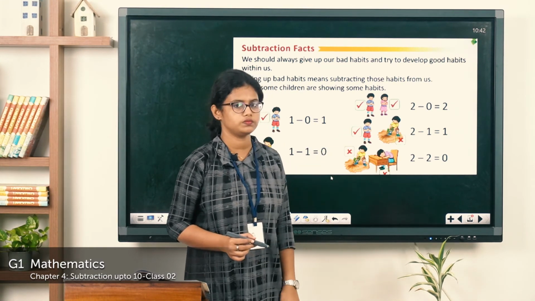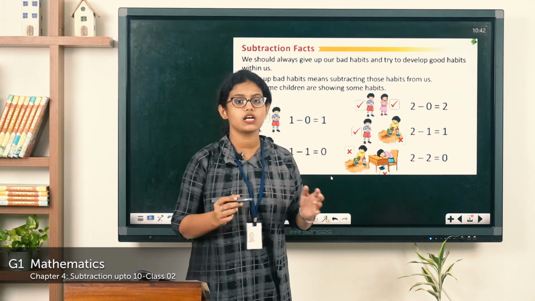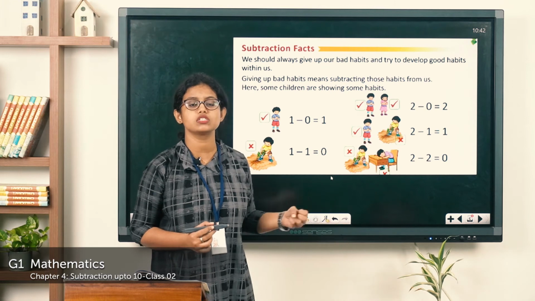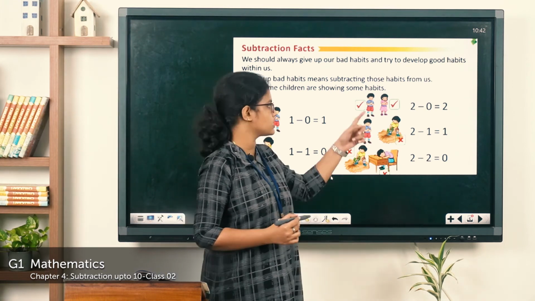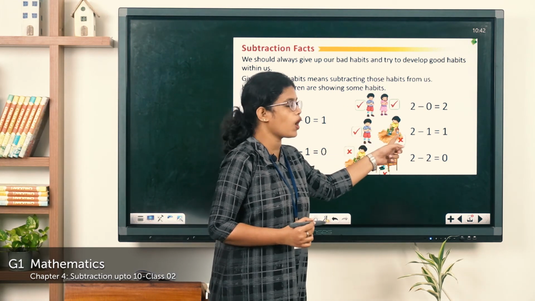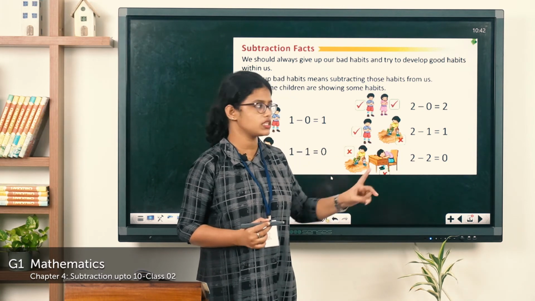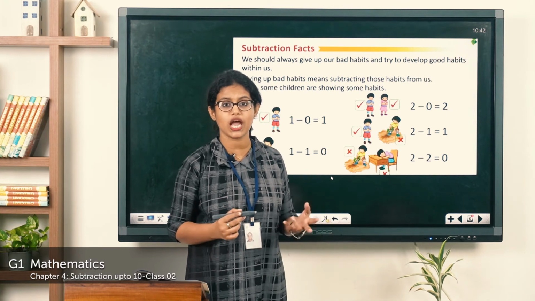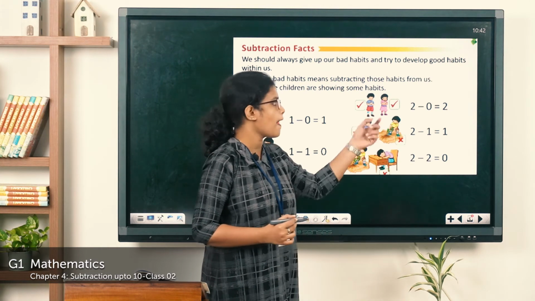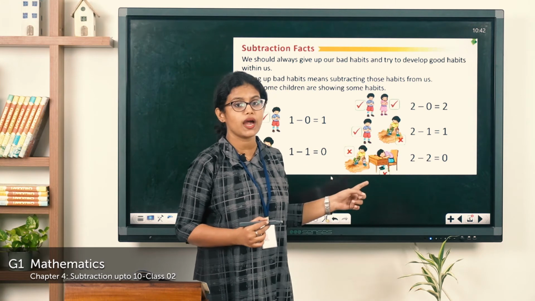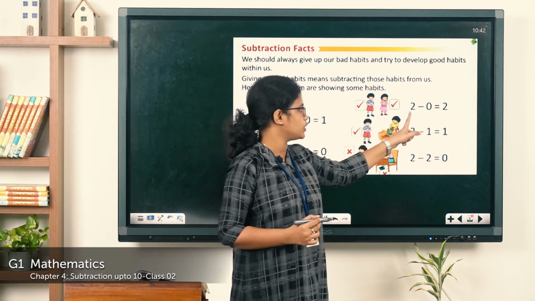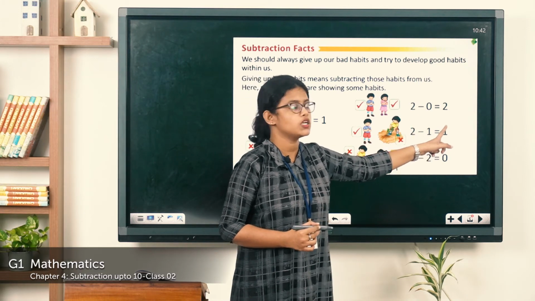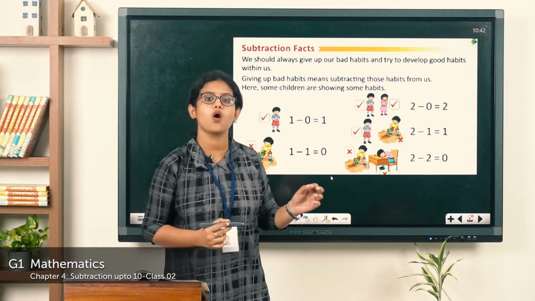Likewise, see this one. A boy is praying, and you can see a boy is pulling out the plant. So there is one good habit and one bad habit. So total 2 minus. You need to give away which habit? You need to give away the bad habit. So how many bad habits are there? 1. So you need to give away one bad habit. So what is 2 minus 1? 2 minus 1 equals 1.